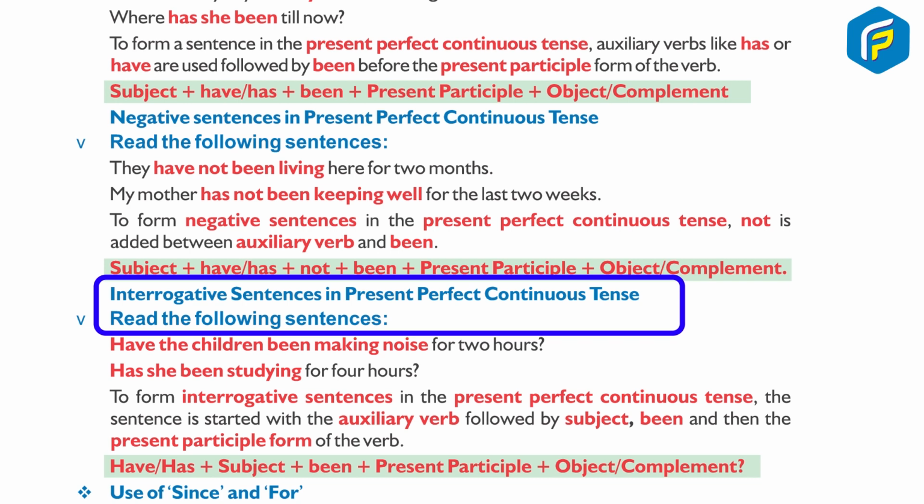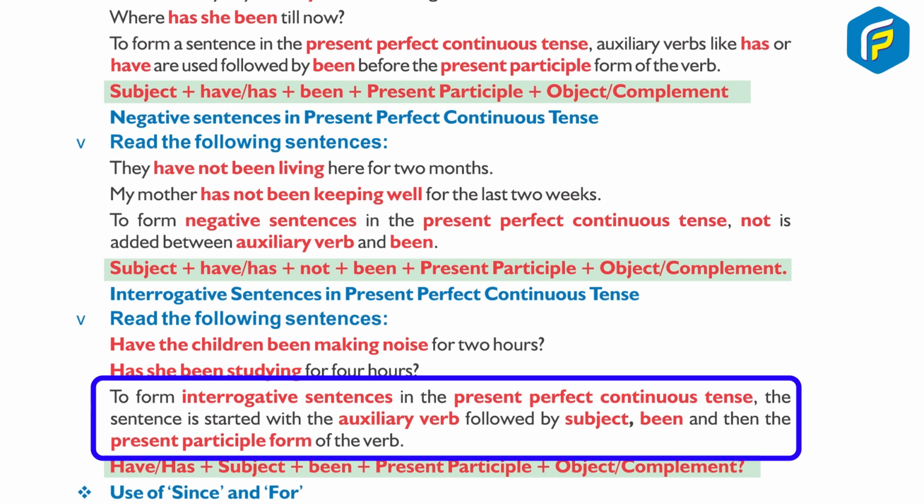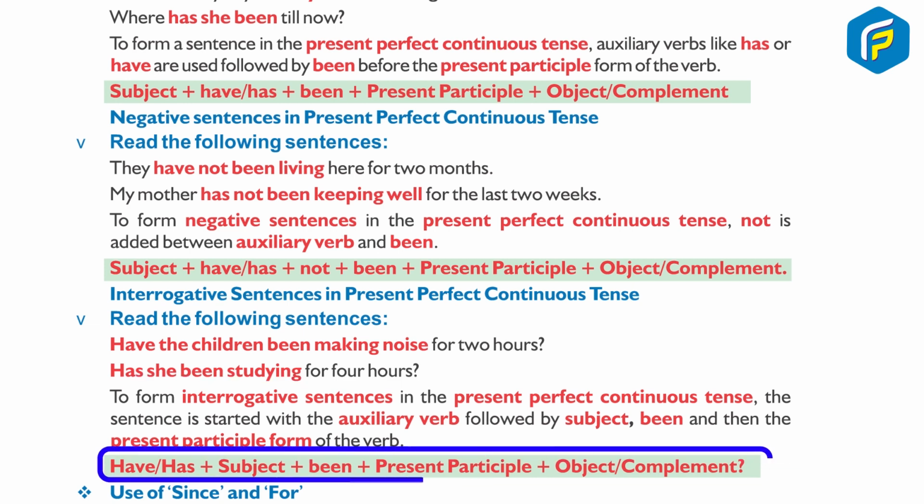Interrogative sentence in present perfect continuous tense. Read the following sentences. Have the children been making noise for 2 hours? Has she been studying for 4 hours? To form interrogative sentences in the present perfect continuous tense, the sentence is started with the auxiliary verb followed by subject, been, and then the present participle form of the verb. Have/has plus subject plus been plus present participle plus object complement.